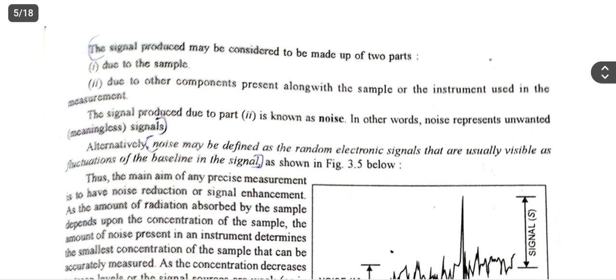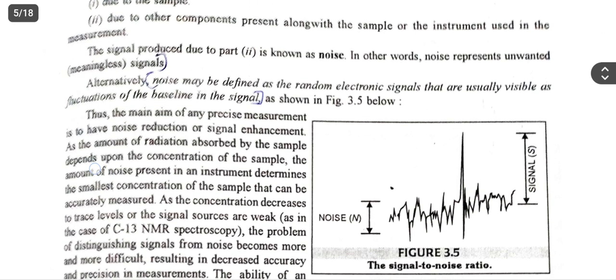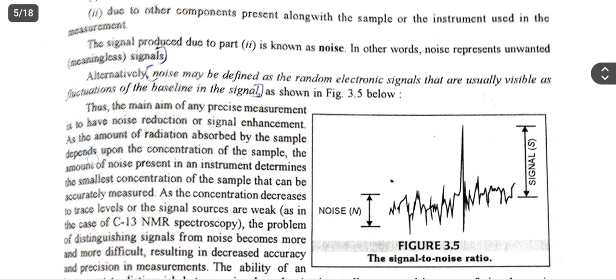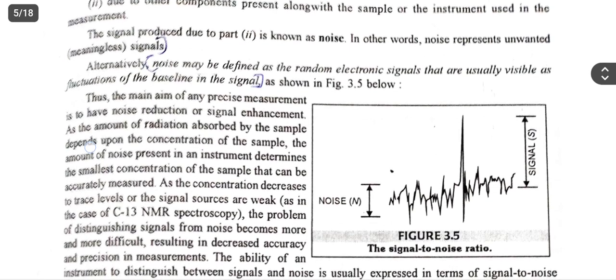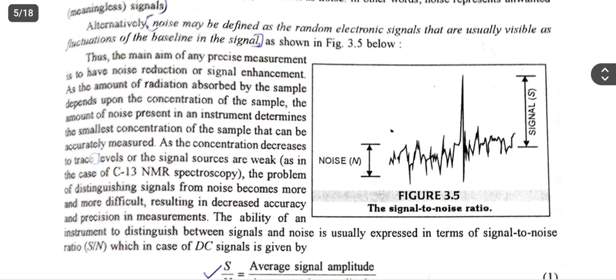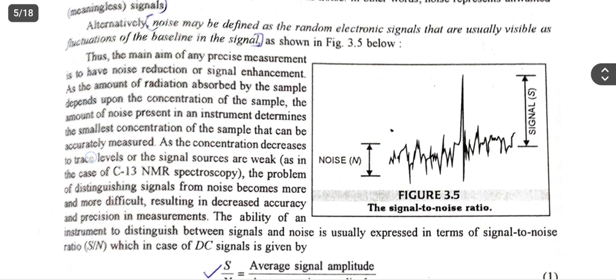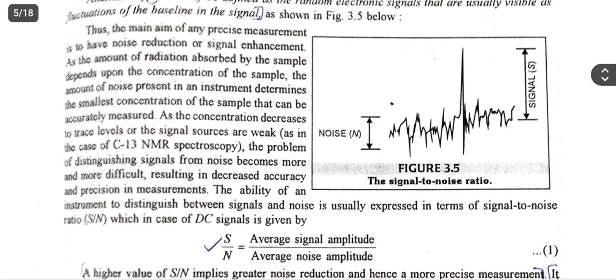The signal produced may be considered to be made up of two parts: due to the component present along with the sample, or the instrument used in the measurement. The signal produced due to part 2 is called noise. In other words, noise represents unwanted meaningless signal. Alternatively, noise may be defined as random electronic signals that are usually visible, or fluctuations of the baseline in the signal. Thus, the main aim of precise measurement is to have noise reduction or signal enhancement.